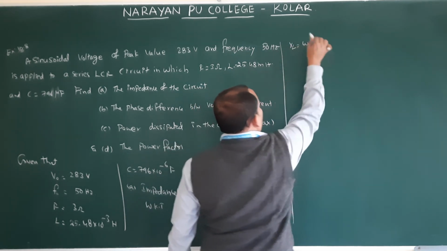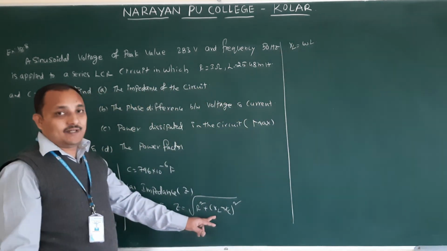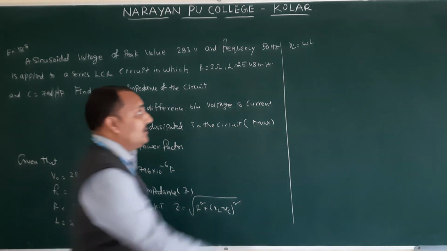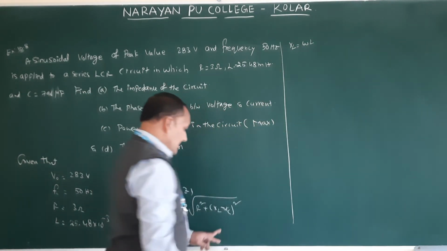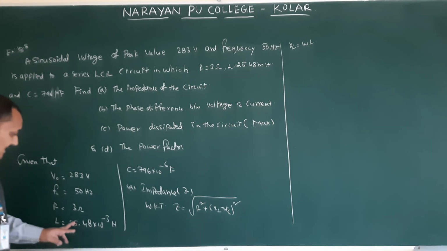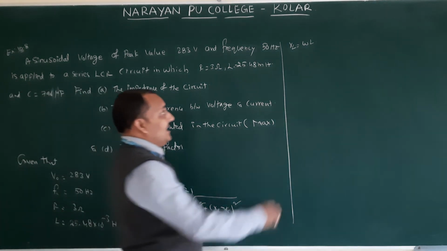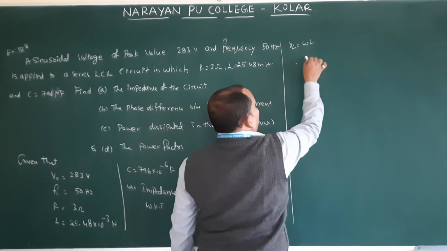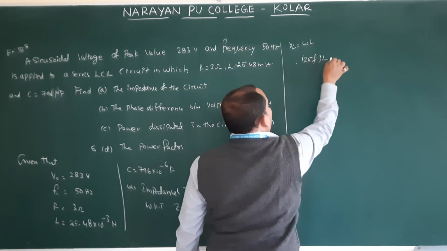XL is equal to omega L. Don't substitute directly here because it may become a little bit difficult for you. First we calculate XL, next we calculate XC. R we already know. R value is 3. So XL is omega L. What is omega? 2 pi f into L.